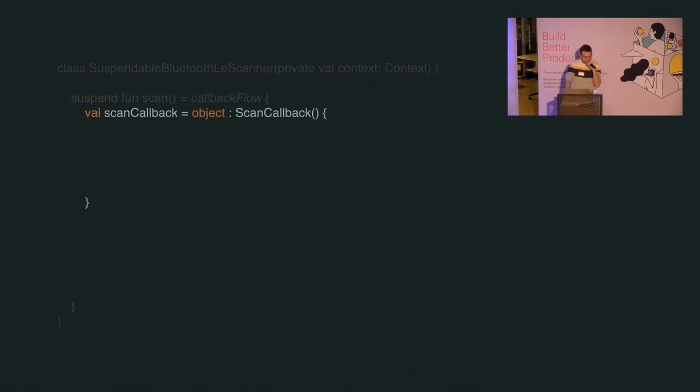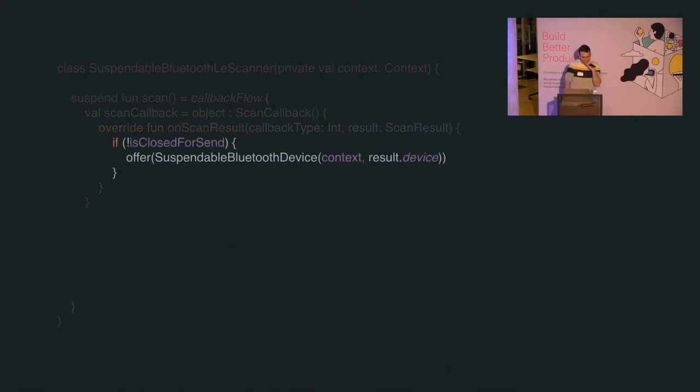So here we define the scan callback, which is the callback that we used in the previous example when we were using asynchronous APIs only. And here we have to override on scan result. In the previous example, once we found a device, we were actually connecting to it. Right now, we're not doing that. We're just emitting an event into that flow. So we're pushing down the pipe a suspendable Bluetooth device. This is the wrapper around the Bluetooth device itself. I'll go into that later.